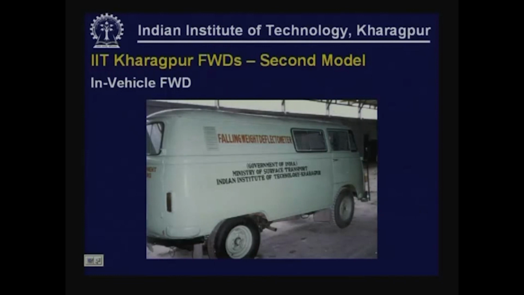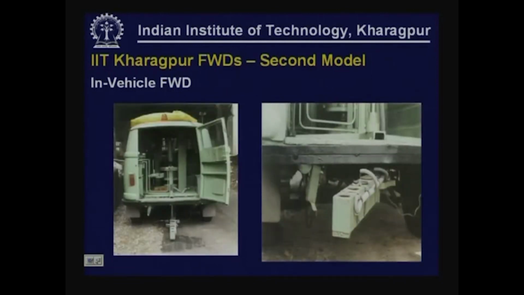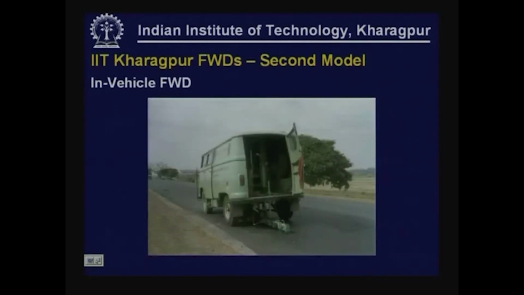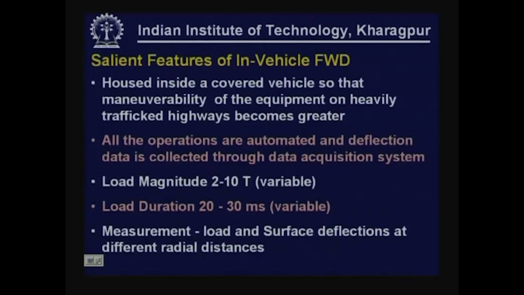Complete arrangement is placed inside the vehicle. You can see the details of the falling weight deflectometer here. What you see on the right hand side and the left hand side are the extendable, foldable geophone placing arrangement. National Highway 6 being evaluated using the falling weight deflectometer in vehicle.